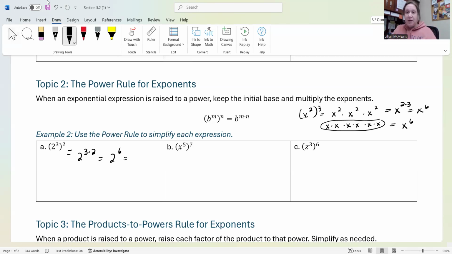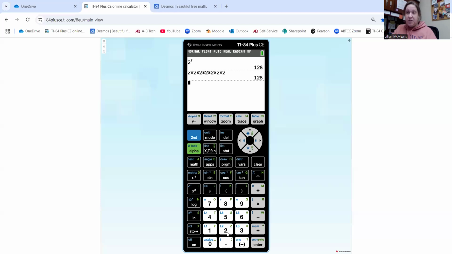And just like in the previous example, when we're dealing with a base that's a number, let's go ahead and evaluate it out. Let's multiply it all the way out. So let's go to the calculator. Here we have 2 to the 6th power. We want to type in our base, which is 2, use that caret button, which is above the division symbol, and then type in the exponent of 6, and that tells us we get 64.